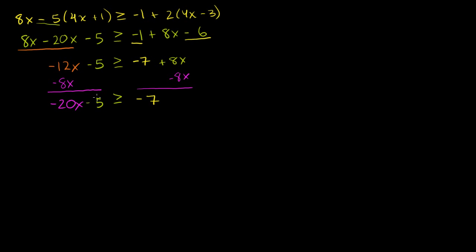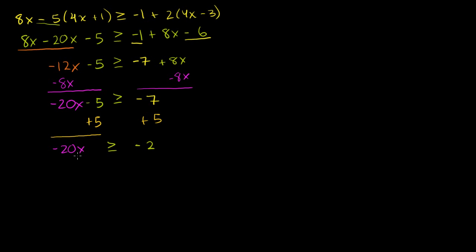And now I want to get rid of this negative 5. So let's add 5 to both sides of this equation. The left-hand side, you're just left with a negative 20x. The 5 and these 5's cancel out. No reason to change the inequality just yet. Negative 7 plus 5, that's negative 2. Now we're at an interesting point. We have negative 20x is greater than or equal to negative 2.